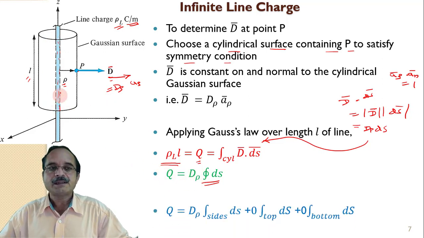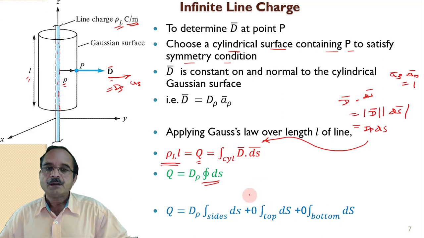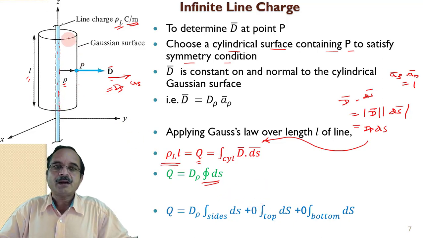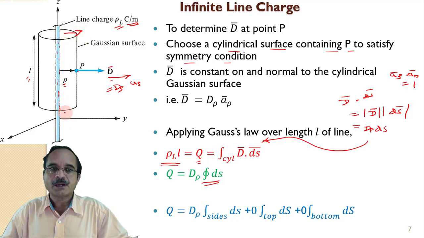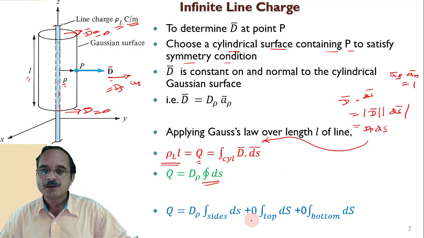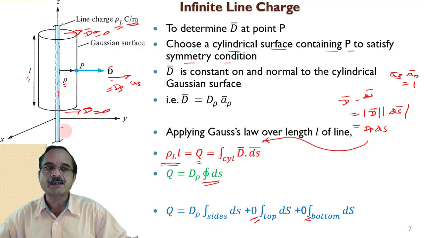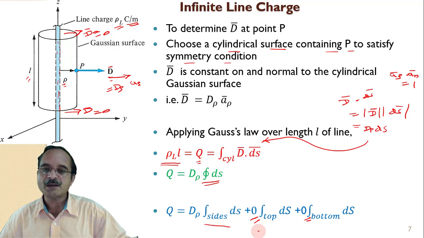Now this cylinder consists of three surfaces: the top surface, bottom surface, and the side surface. As we have seen, the electric flux density at the top and bottom surface is equal to 0. So these two components will be 0. Now this is the integral over the sides of this cylinder. Let us evaluate this. These two parts will be 0.